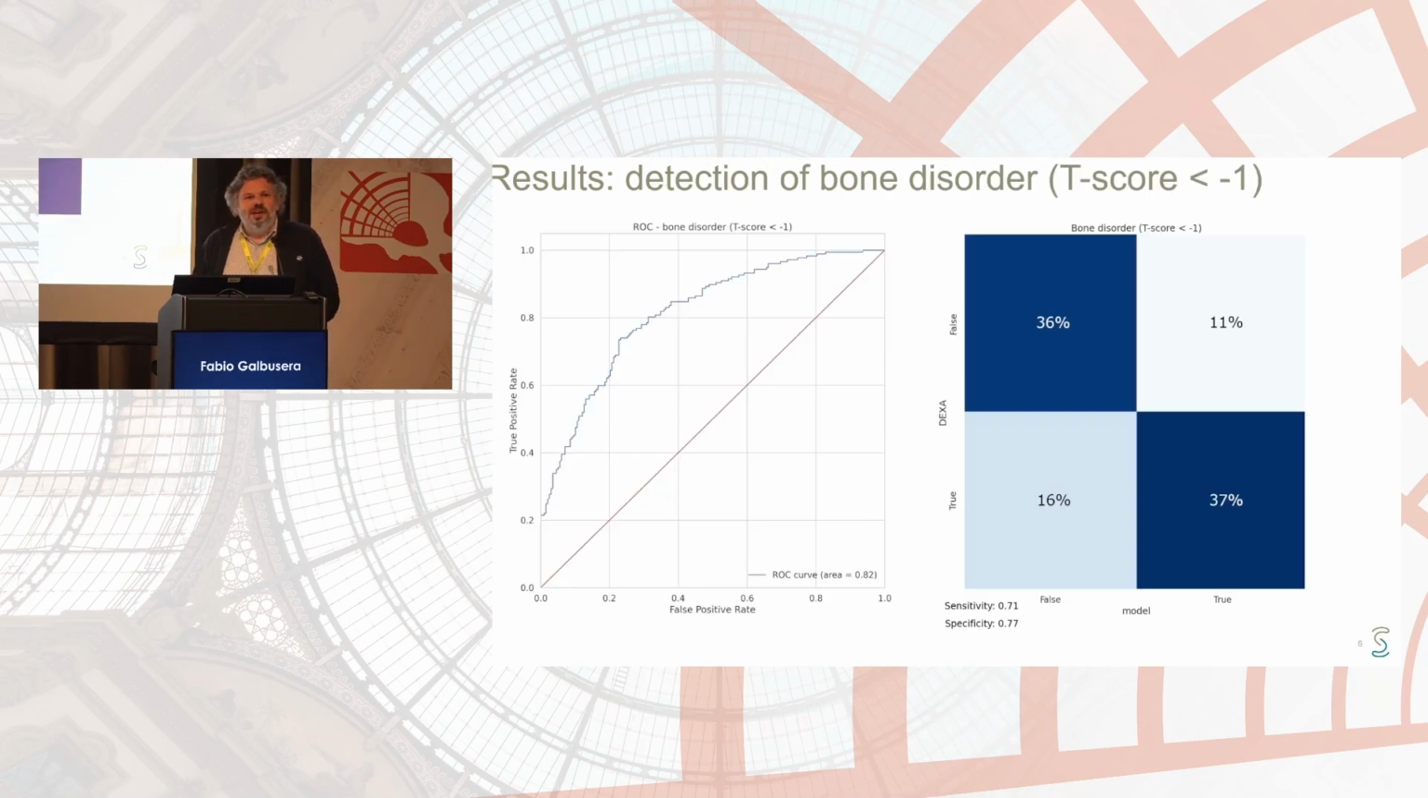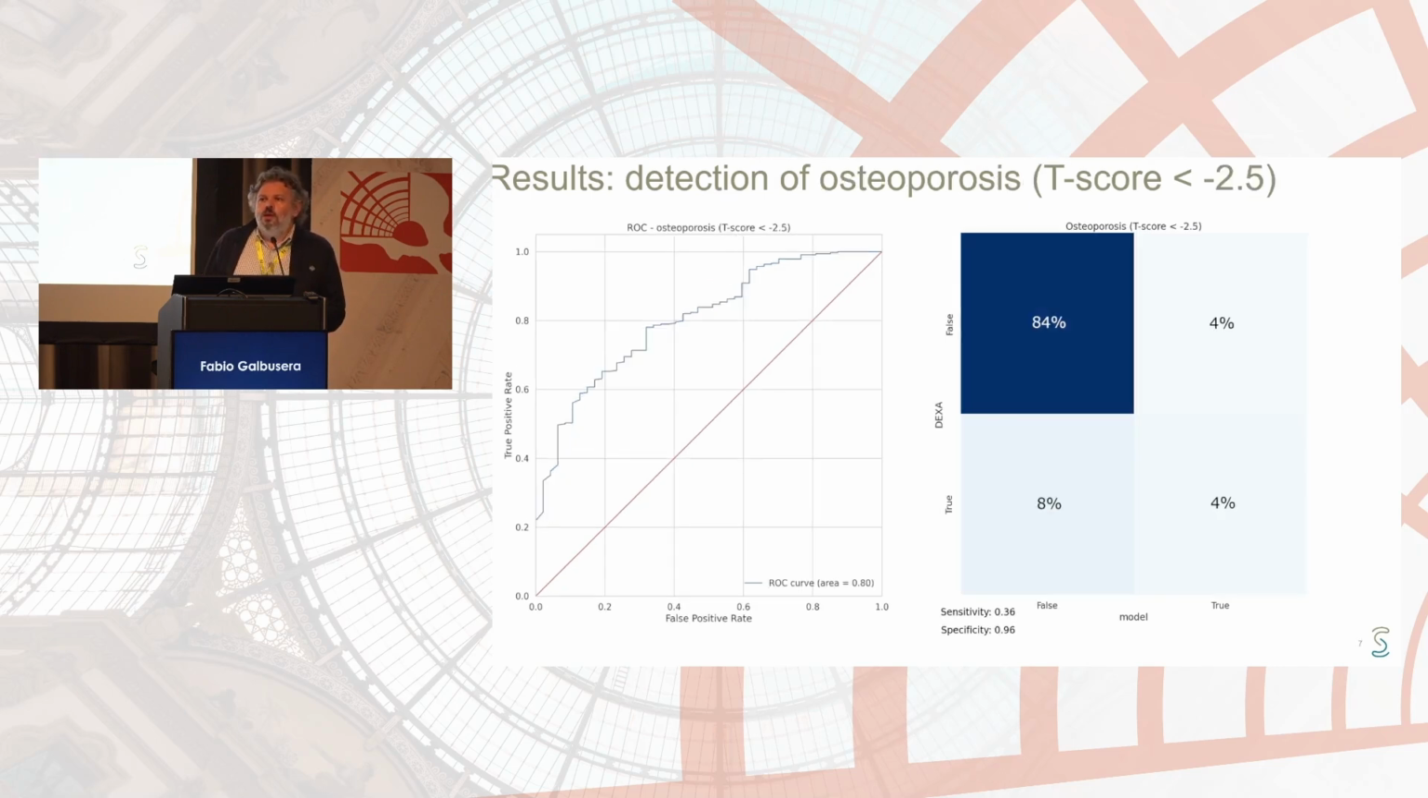We decided to create a model that performs a classification. So we feed it the image, and the model tells us if the vertebra has a T-score lower than -1 or not. And you can see that in this case, it worked definitely better. We have an area under the curve of 0.82, which is definitely good. And here is the confusion matrix. Our test had a sensitivity of 0.71 and specificity of 0.77. So definitely quite a bit better.